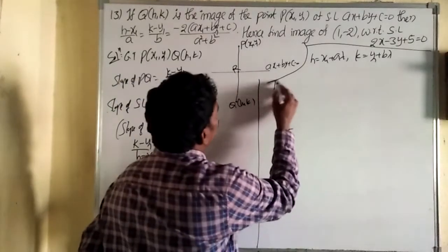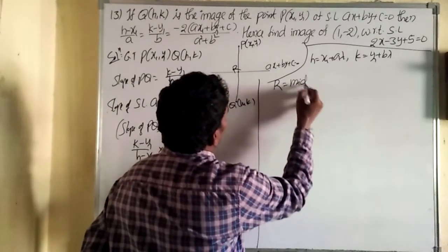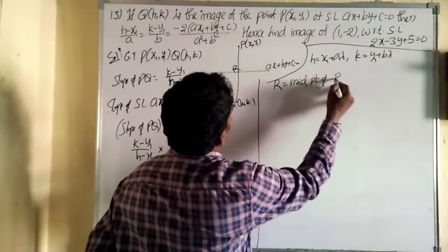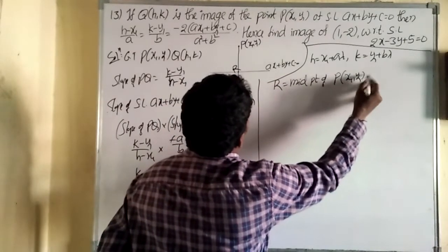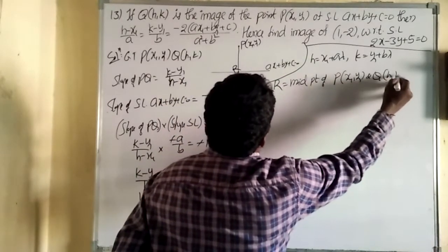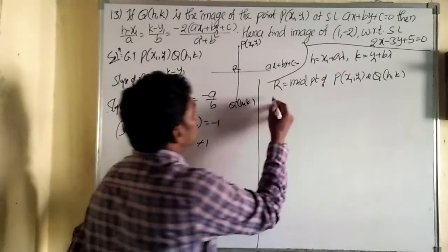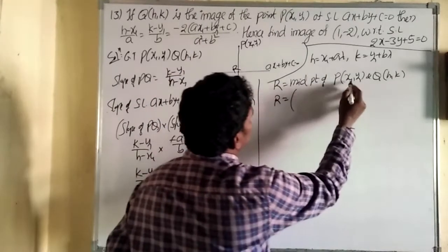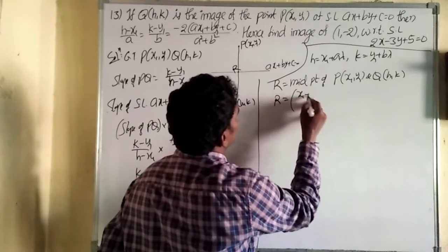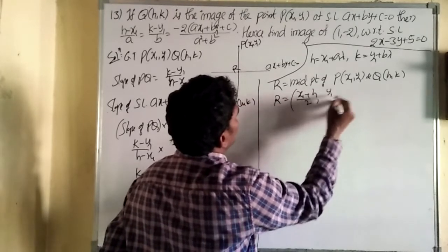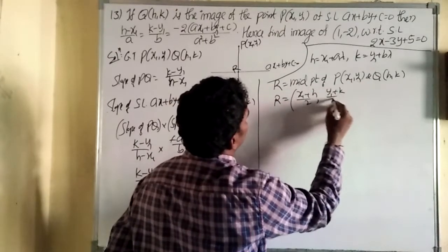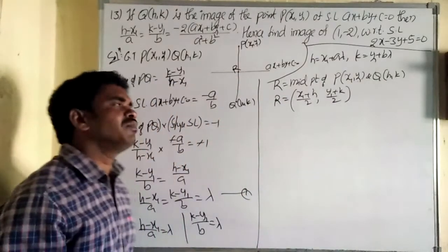So capital R equals the midpoint of P(x1, y1) and Q(h, k). Am I right? So then what is the midpoint? The midpoint formula is (x1 plus x2) by 2, which means (x1 plus h) by 2, and (y1 plus y2) by 2, which means (y1 plus k) by 2. So from that we can find the midpoint.